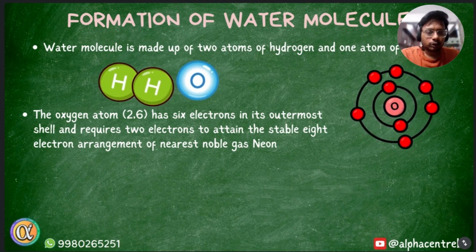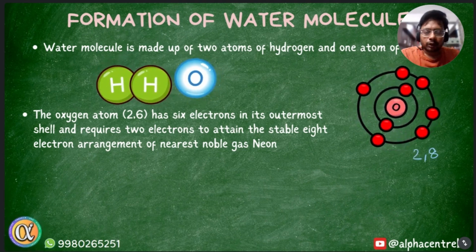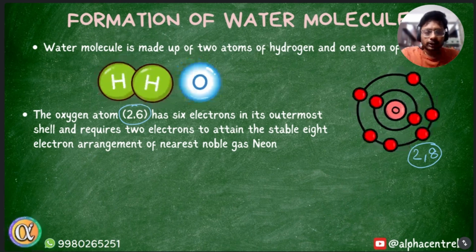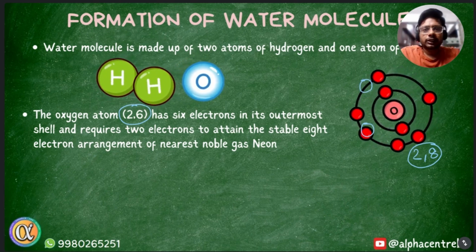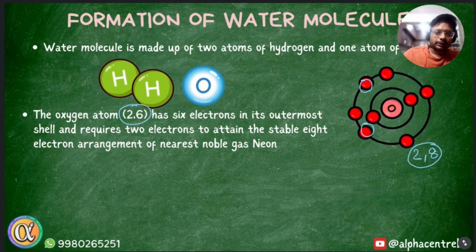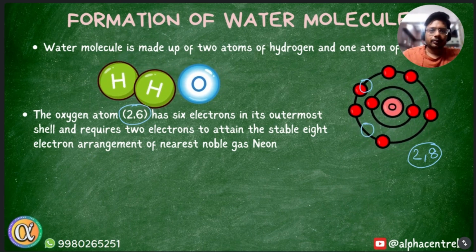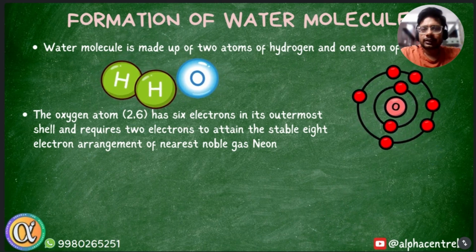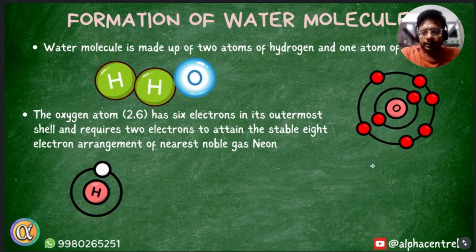So neon is 2, 8, but oxygen is 2, 6. So if oxygen gets 2 more in the outermost shell, then it will become more stable. So oxygen is trying to get 2 more electrons in the outermost shell, right? Okay, so in that quest, oxygen finds a hydrogen atom.